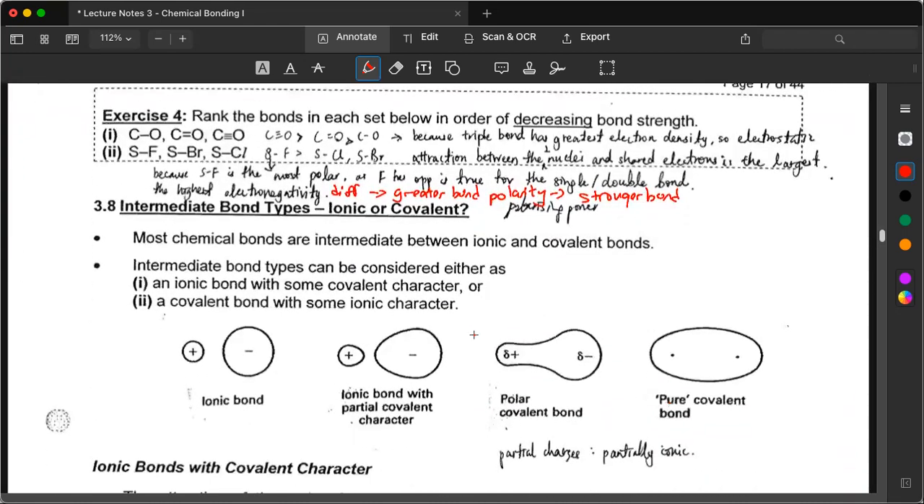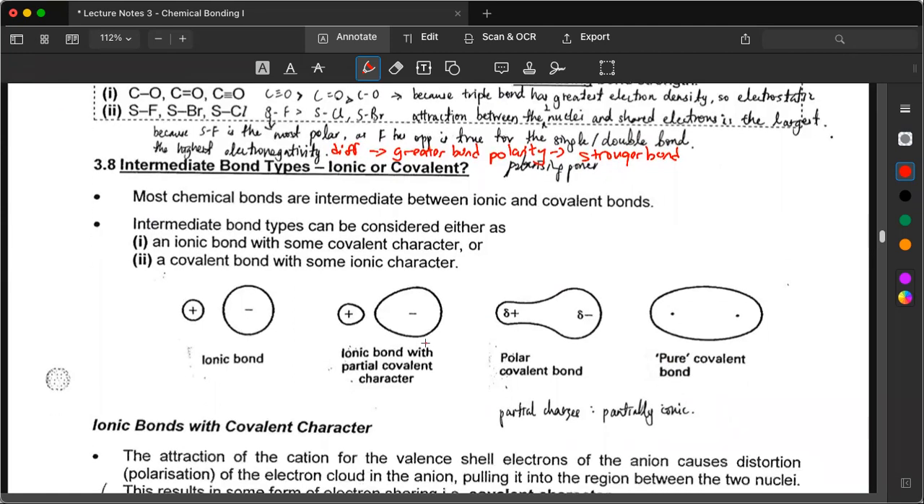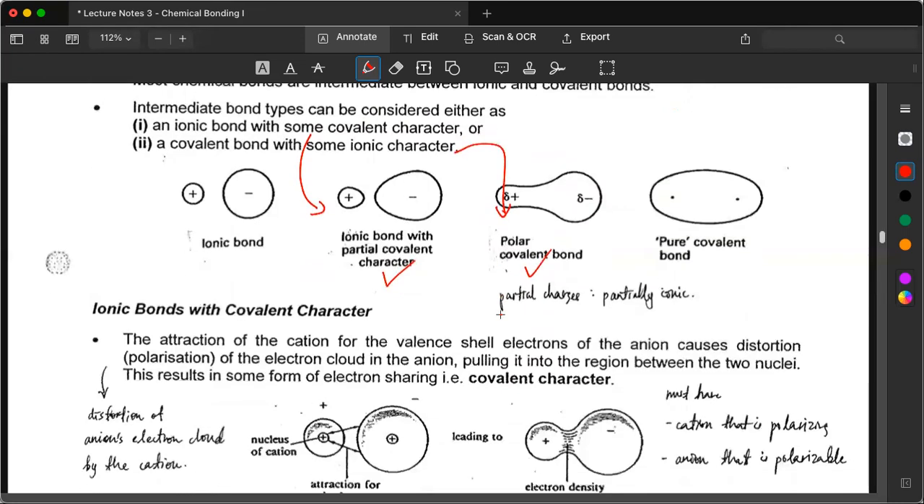Most chemical bonds are actually intermediate between ionic and covalent bond. So we have ionic bond with some covalent character, or covalent bond with some ionic character. The extreme ends will be pure covalent bond and pure ionic bond, but actually a lot of chemical bonds are here in between.